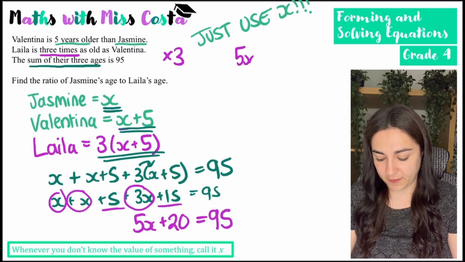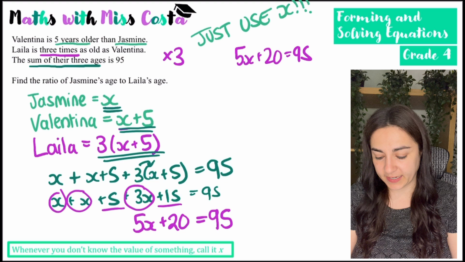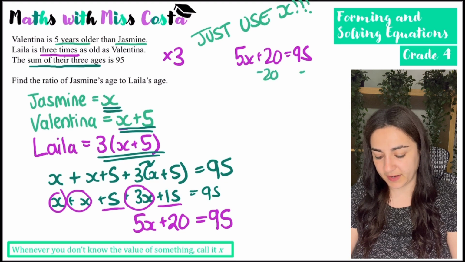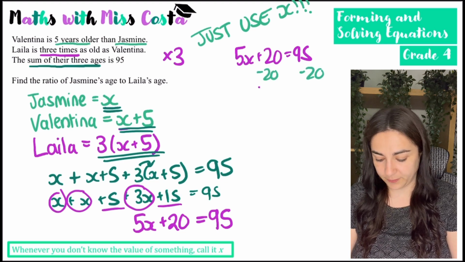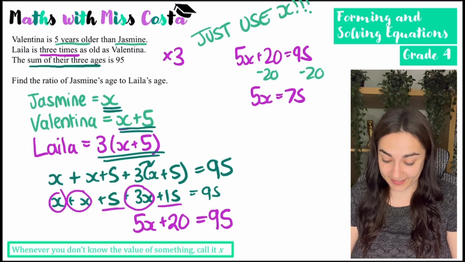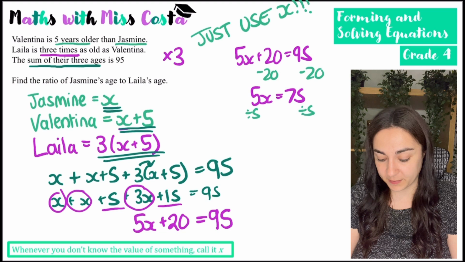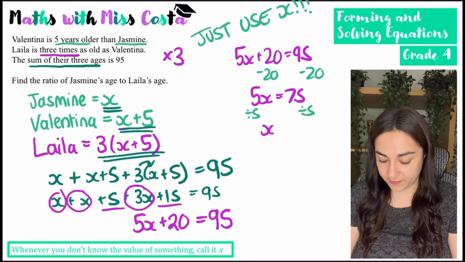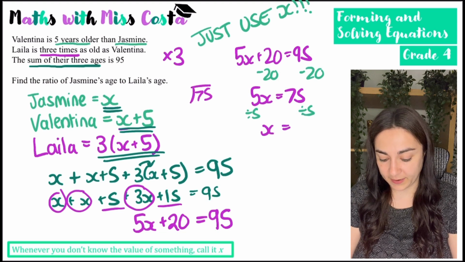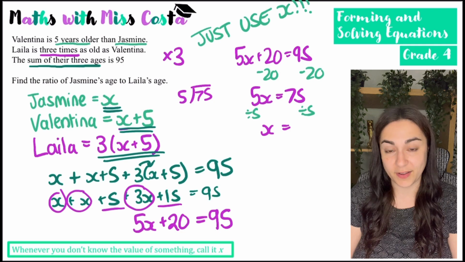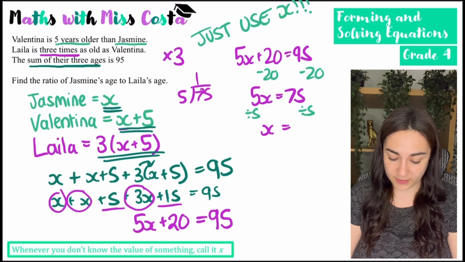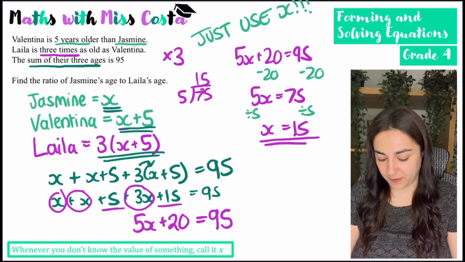So if I know that 5x plus 20 is 95, I could subtract 20 from both sides. And then I'd be left with 5x is 75. 5 times x means x is being multiplied by 5, so the inverse is dividing by 5. And 75 divided by 5, if it was non-calculator, just plug your 5 in: 5s into 7 go once, remainder 2, 5s into 25 go 5. So x would be 15.